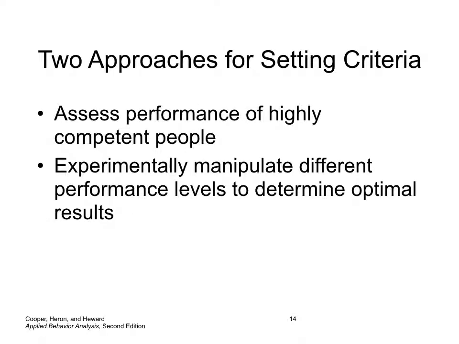In addition to defining the target behavior, the criteria for changing the behavior must also be defined. The criteria must reflect the social significance of the behavior, and outcome criteria should specify the extent of change before intervention efforts begin. Two ways to determine socially valid performance are to assess the performance of people determined to be highly competent and to experimentally manipulate different levels of performance to determine optimal results.